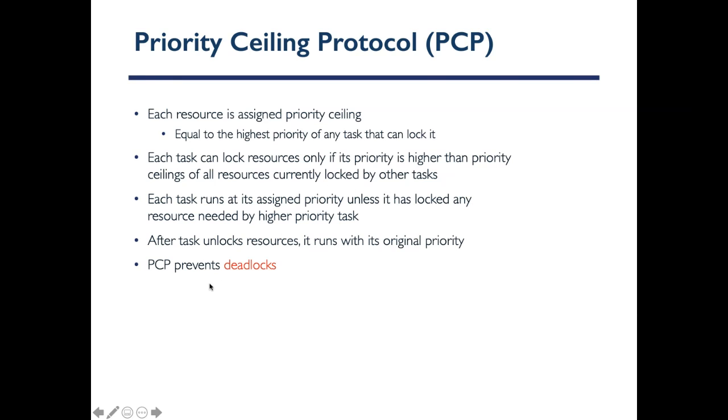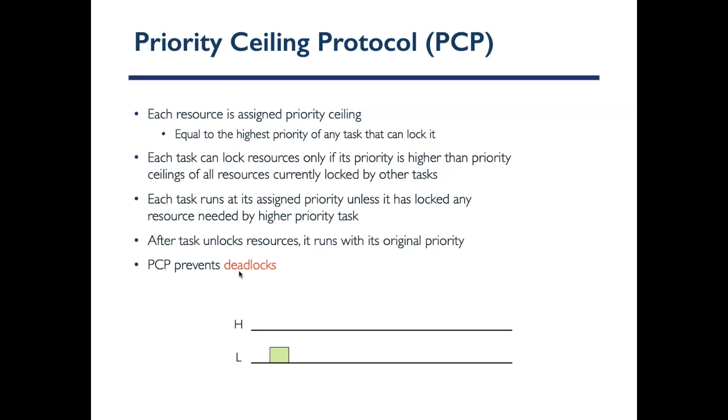So let's first see how PCP prevents deadlocks, and then we will talk about chain blocking. So with deadlock, let's say L is running first. At the beginning, L can lock R1 because no other resources are locked. So we don't need to check anything.